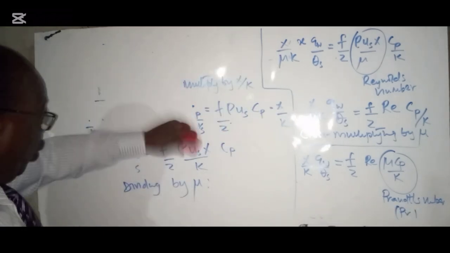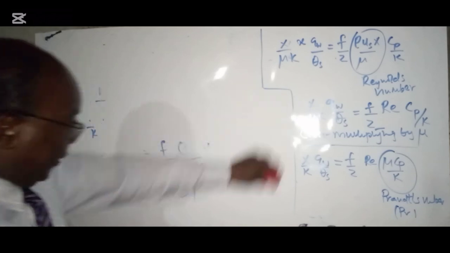So now we have gotten these fundamental quantities in fluid dynamics in the equation. On simplification, we now have x over k q omega theta s is equal to f over 2. Remember, f is the friction factor and it's a function of Reynolds number, Re.